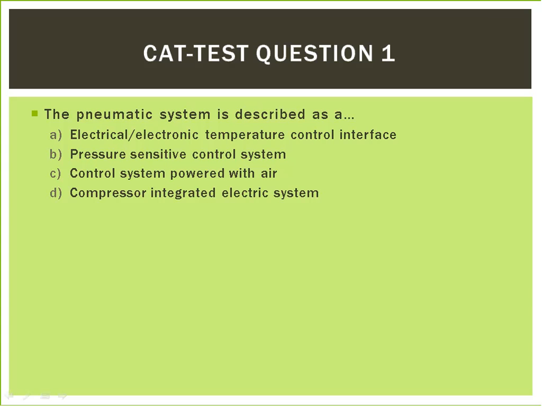CAT Test Question 1. The pneumatic system is described as A, electronic temperature control interface, B, pressure-sensitive control system, C, control system powered with air, or D, compressor integrated electric system.